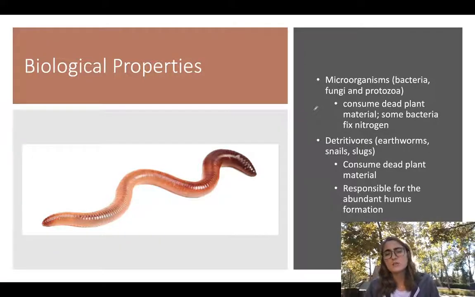And then the last thing, and you guys are kind of already familiar with this, is the biological properties of soil. And those are going to be things sort of like detritivores, right? Earthworms, snails, slugs. Those are going to be responsible for creating that really nutrient-rich humus layer, so that they're contributing to the decomposition. You may also have microorganisms living in your soil. Some bacteria, fungi, protozoa, and remember, bacteria are really important in soil because some are nitrogen-fixing bacteria, and they allow those nitrates to become usable by plants, which are also a required macronutrient for plant growth.